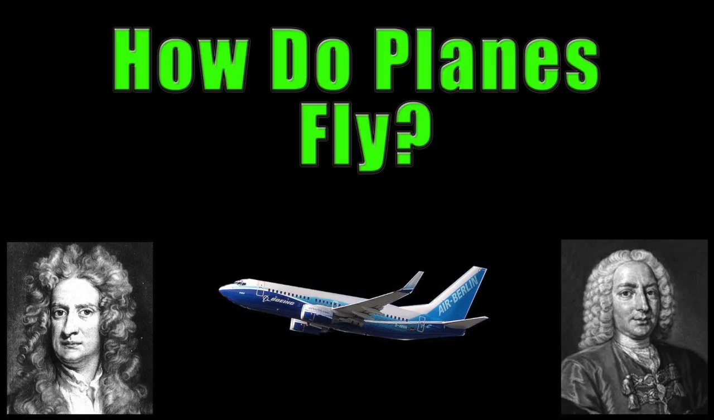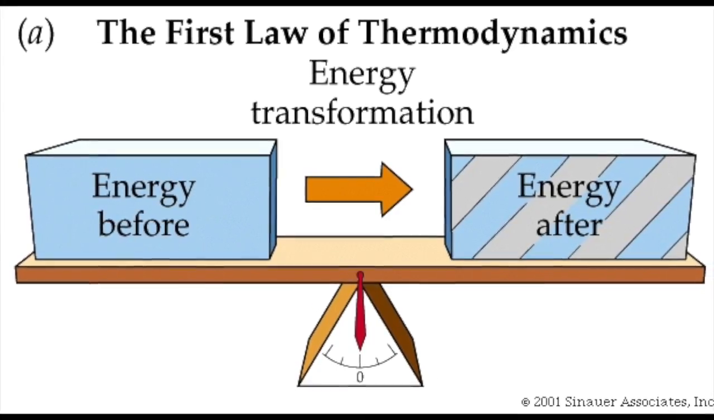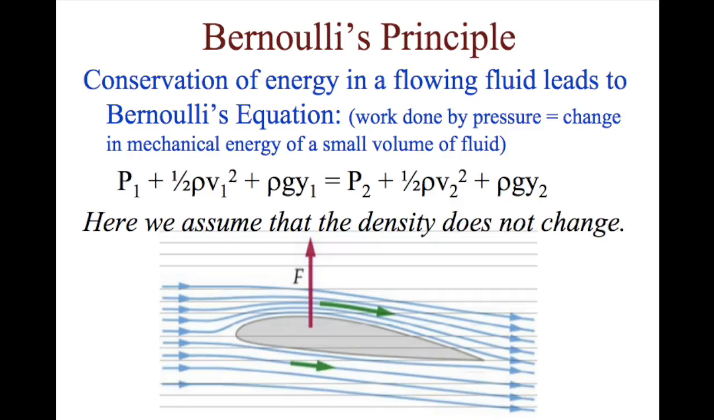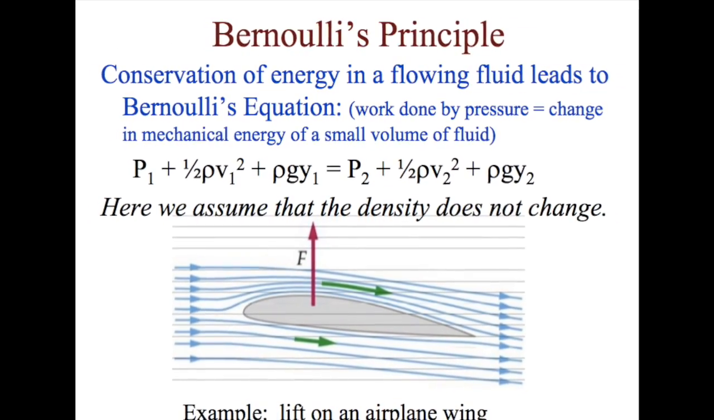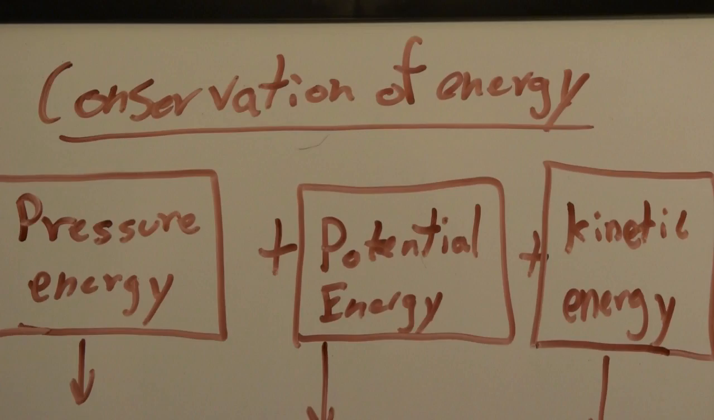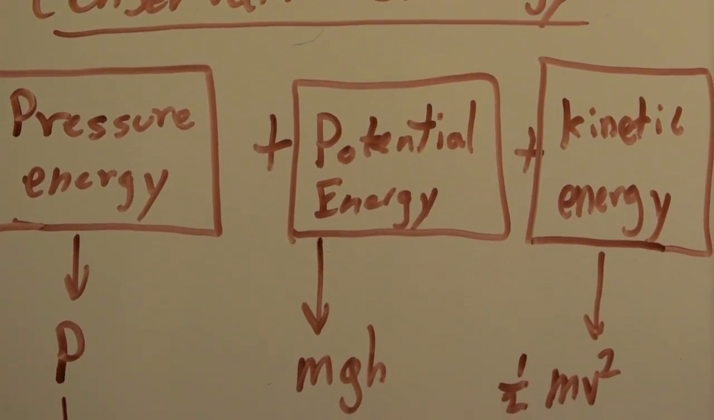There are 2 explanations for lift generation: Bernoulli's principle and Newton's third law. Bernoulli's principle describes the conservation of energy of a fluid. Since air is a fluid, we apply Bernoulli's equation to air passing over an airfoil. We've learned that the energy can be potential and kinetic. Now we're adding pressure energy into the mix. Pressure energy is denoted as a capital P.